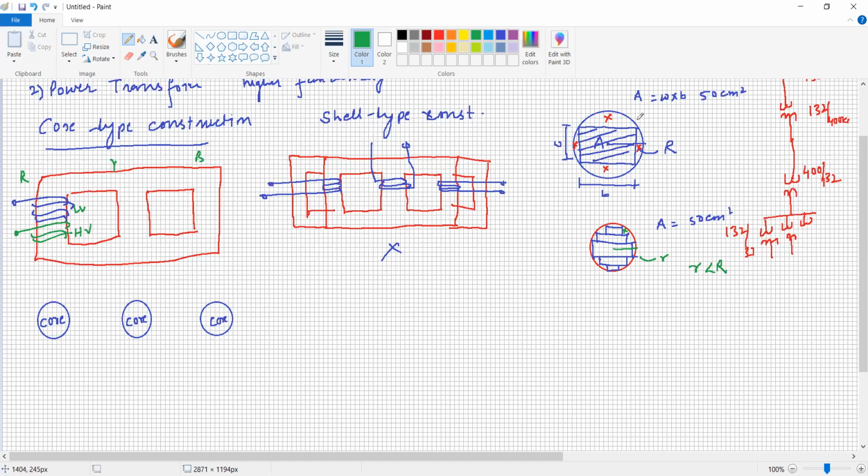So from the constructional point of view, the size is high. When the physical size of the transformer increases, the cost is also higher. And the third is, from the operation or efficiency point of view, voltage regulation is high, so poor voltage regulation, and efficiency also decreases.